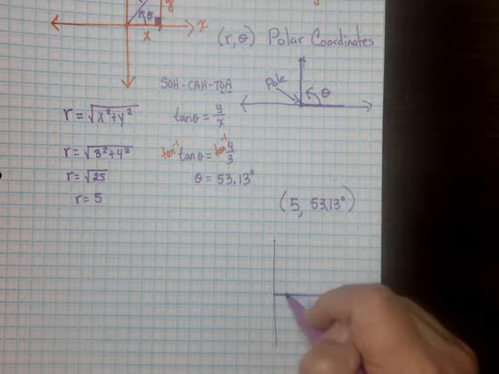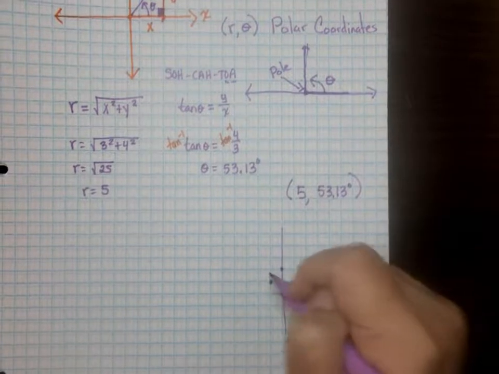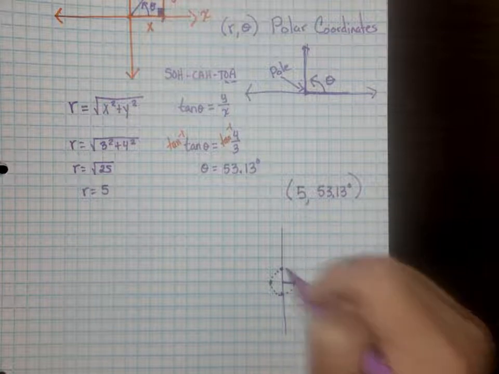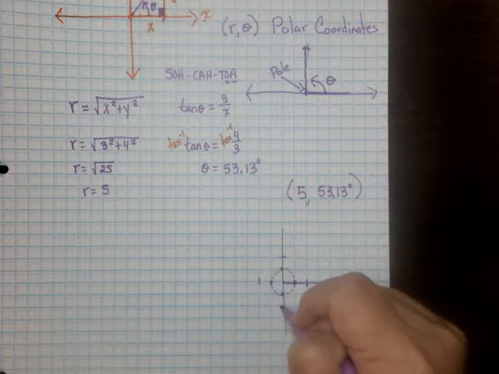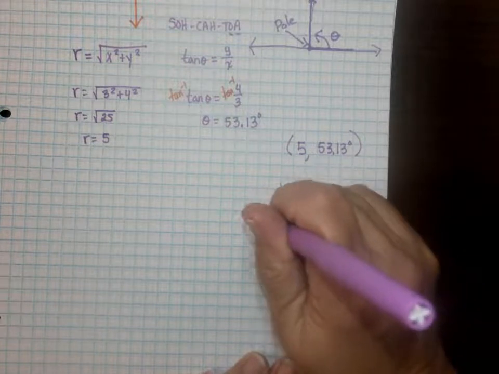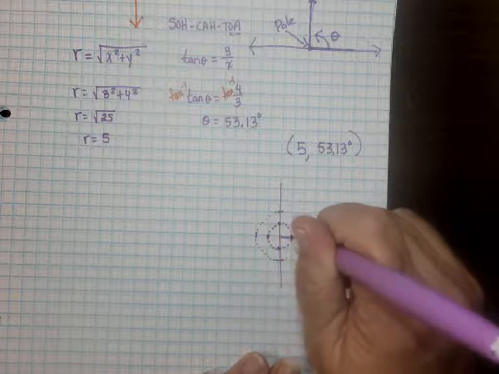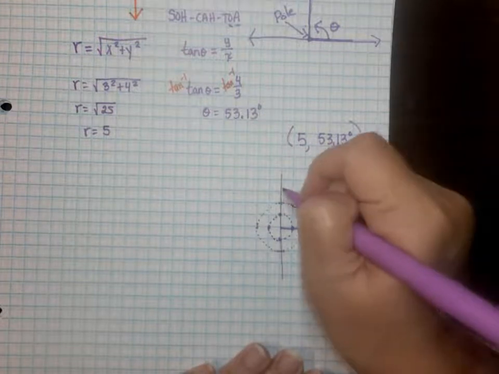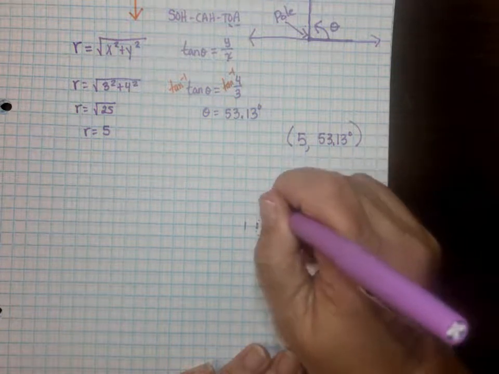So I'm going to go out for a radius of 1 and make a circle. And then I'm going to go radius of 2 and then make a circle, right? A circle is all the points that are equidistant from the center. Then I'd go out to radius 3 and I'd make a circle.